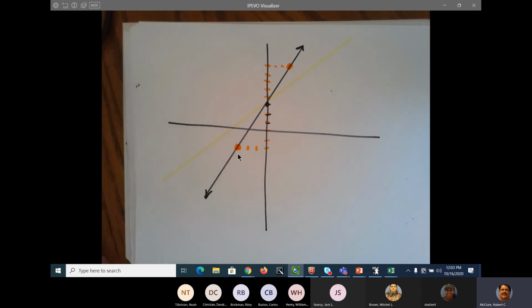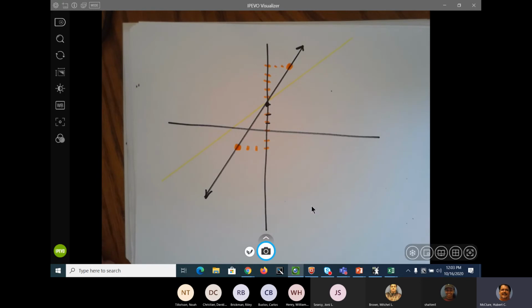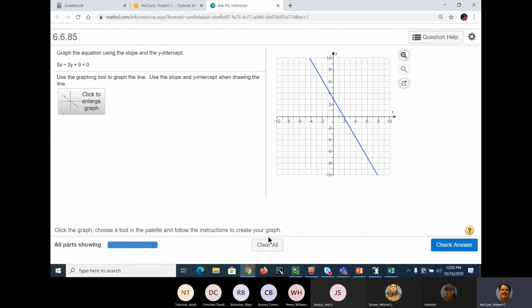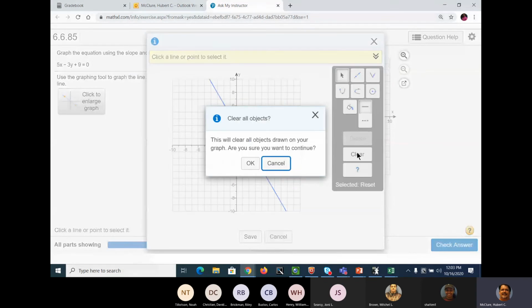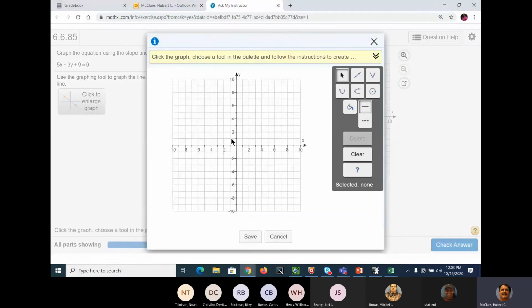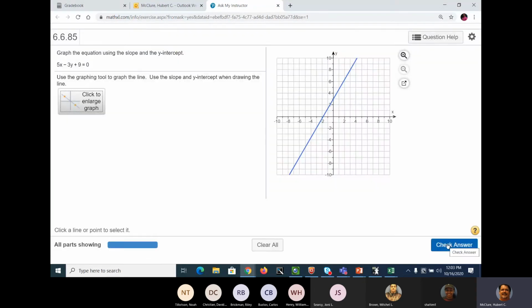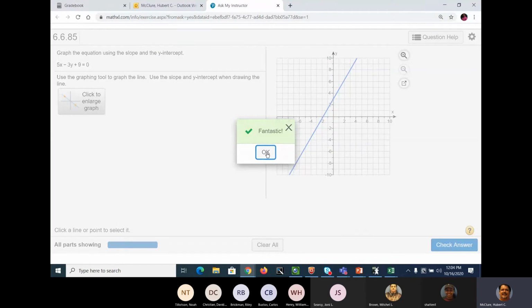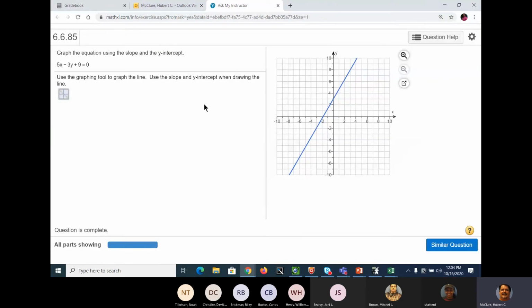So that is the correct line. I'm sorry I messed up on that one. So let me redraw it. Clear. So 0, 3. And then 1, 2, 3, 4, 5. 1, 2, 3. There we go. And that should be correct. If that's not correct, there we go. I was going to say something bad. All right. So sorry that I had a brain bubble on that one.